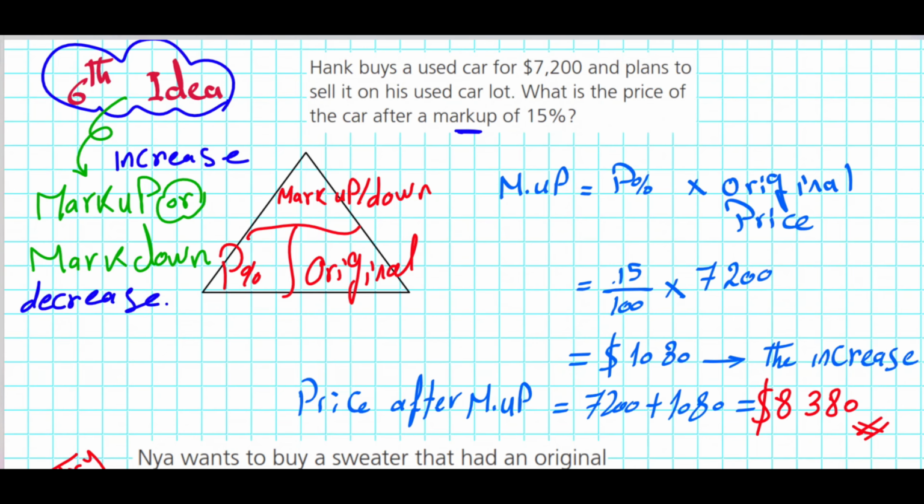So I want the price after the increase. So first I have to get the markup itself, the increasing amount. So the markup equals the percent multiplied by the original. So multiplying the 15% by the 7,200, we get $1,080. That's the increase itself. So the selling price after adding the markup will be 7,200, the original price, added to the markup, or the increase that happened, which is 1,080. So the selling price will be 8,280.